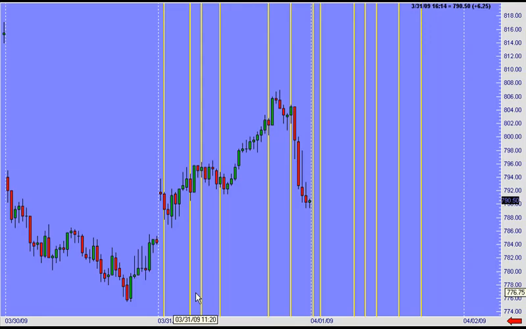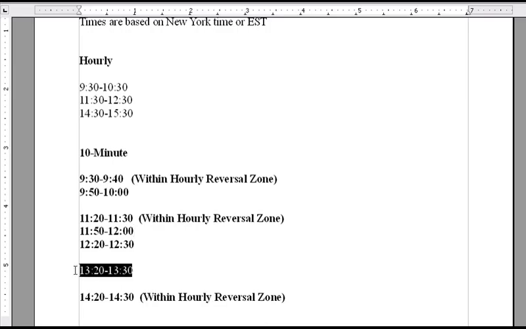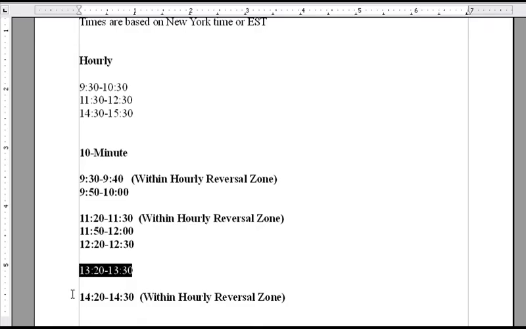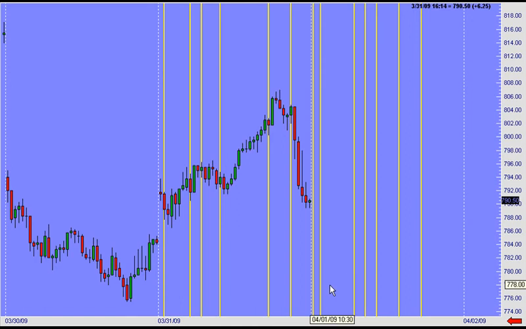And then I have one here at 13:20 to 13:30, which is not within an hourly reversal at the moment. And also one at 14:20 to 14:30, which is in line with one of the hourly reversals, the last one. And so these are some of the reversals you can trade.